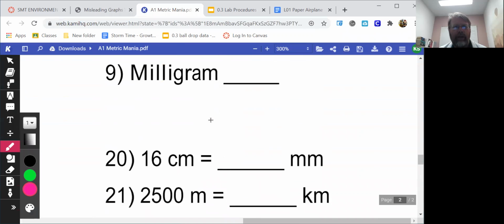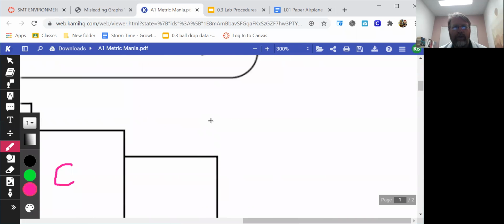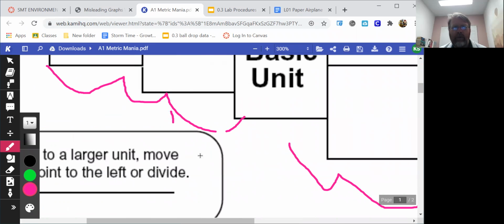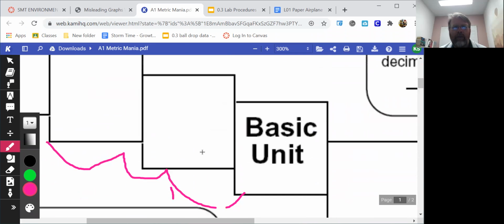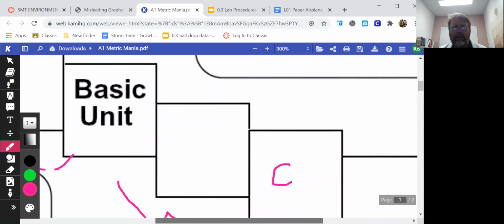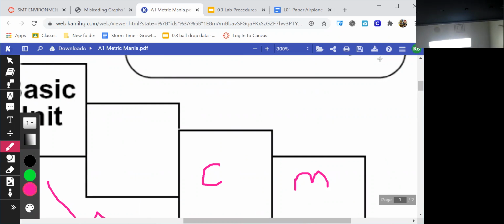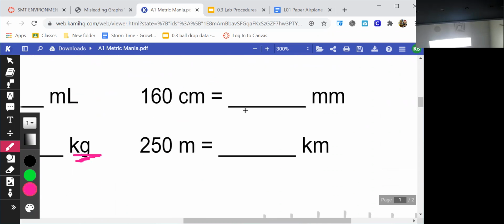In Metric Mania, we had to go through this chart here, and what we saw is that with your base unit, we need to fill out all the different pieces here. So I had centi, we can also put in milli, and if I lay this down so I can write on it a little bit better, we can come through and do some of the examples.